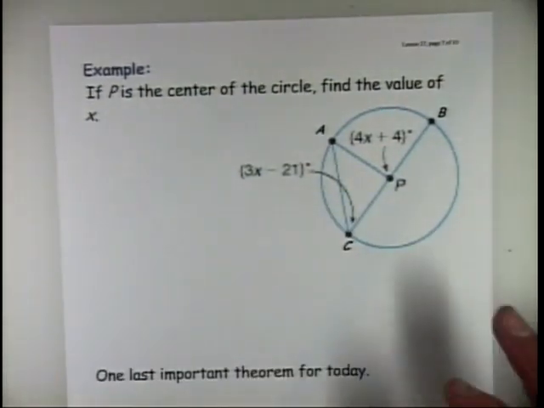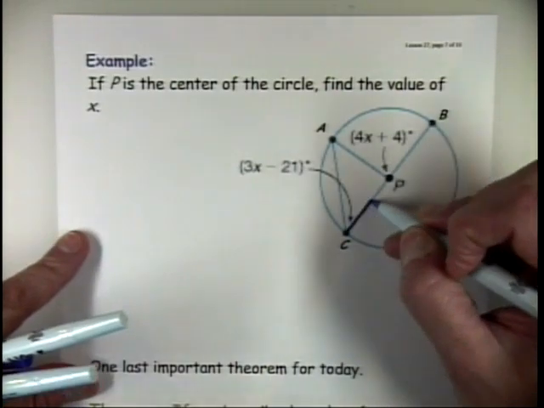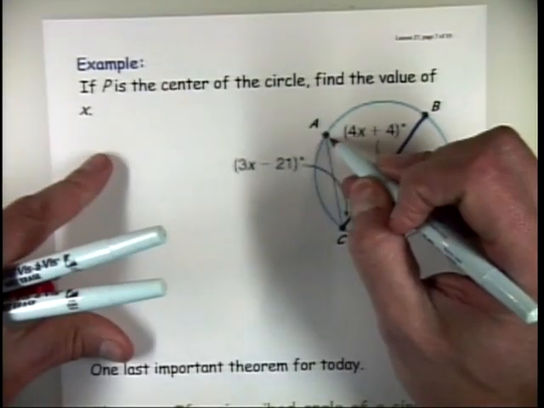If P is the center of this circle, we want to find, of course, the value of x. So P is the center. That's good to know, so that we automatically know that CB is the diameter. And we're trying to find the value of x. So what do we have?